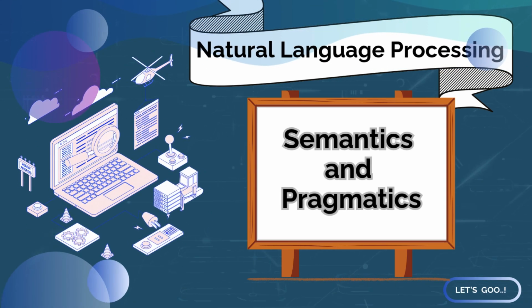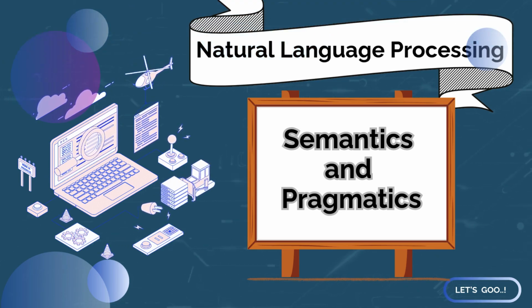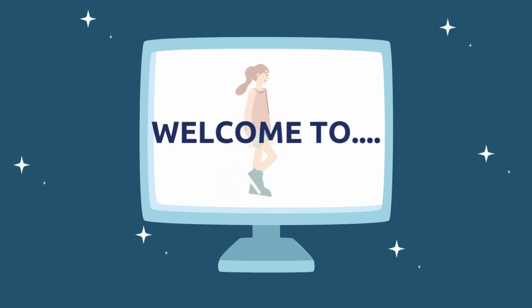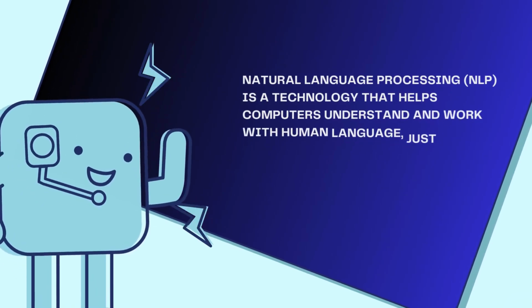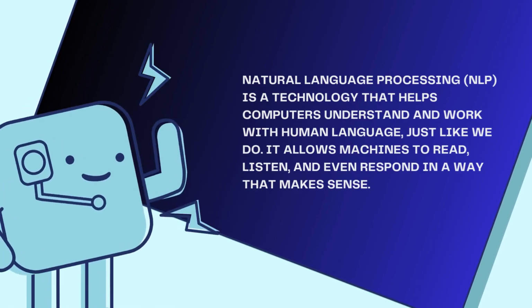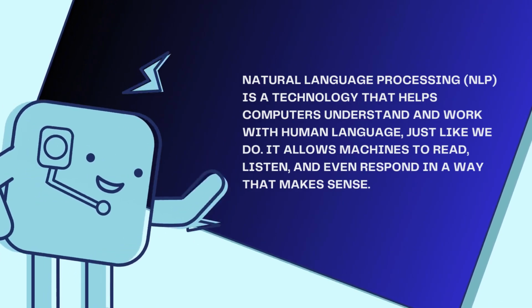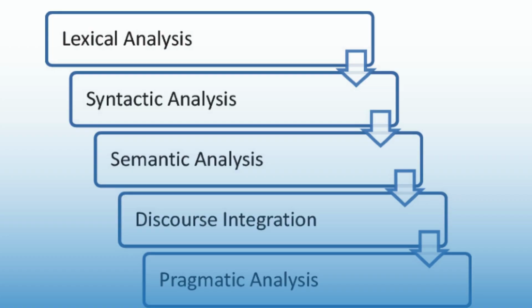Hey there. In this video, we're diving into two key aspects of NLP, semantics and pragmatics. But before we get there, let's first understand what natural language processing, NLP, is all about. NLP is a technology that helps computers understand and process human language, just like we do. It allows machines to read, listen, and even respond in a way that makes sense. To do this, NLP follows multiple phases, including lexical analysis, syntactical analysis, semantic analysis, discourse integration, pragmatic analysis.